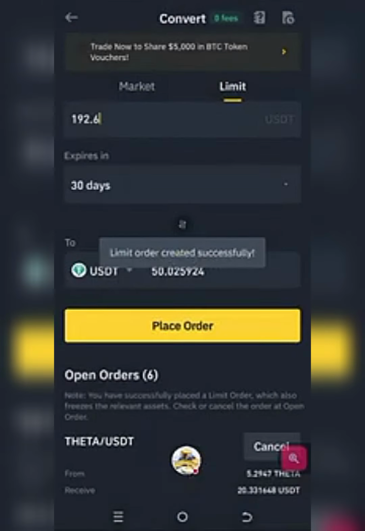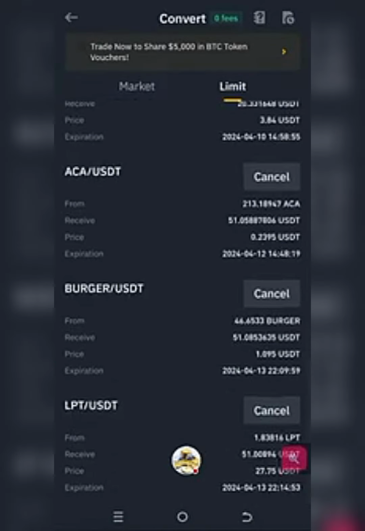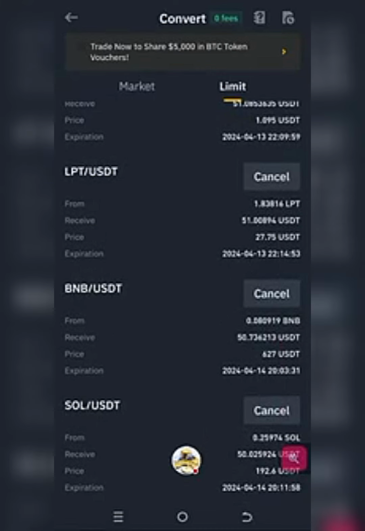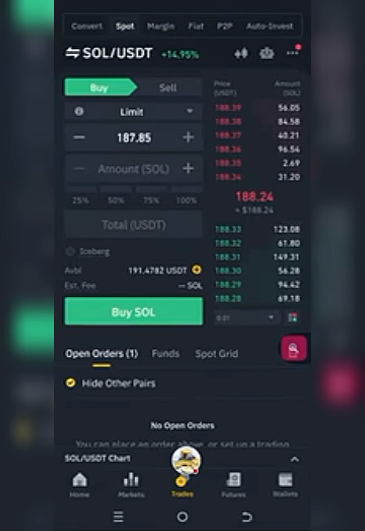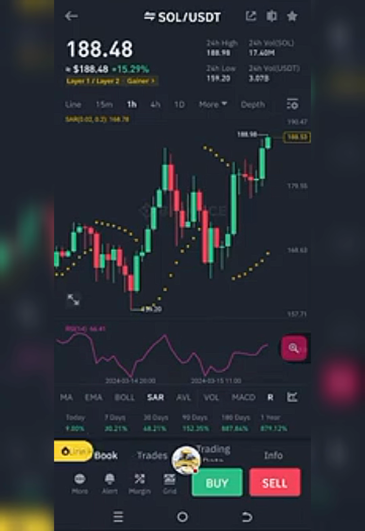Let's see. 193. Can it get to 193? These are big guys, guys. I hope that this is not going to be a mistake. We have Solana in the queue. Let's wait and see. This is supposed to get to 192.6. Is this going to be possible? Would we get there? You know, that's always a thing. When you are trying to buy bigger coins, you expect it to get to a higher height.